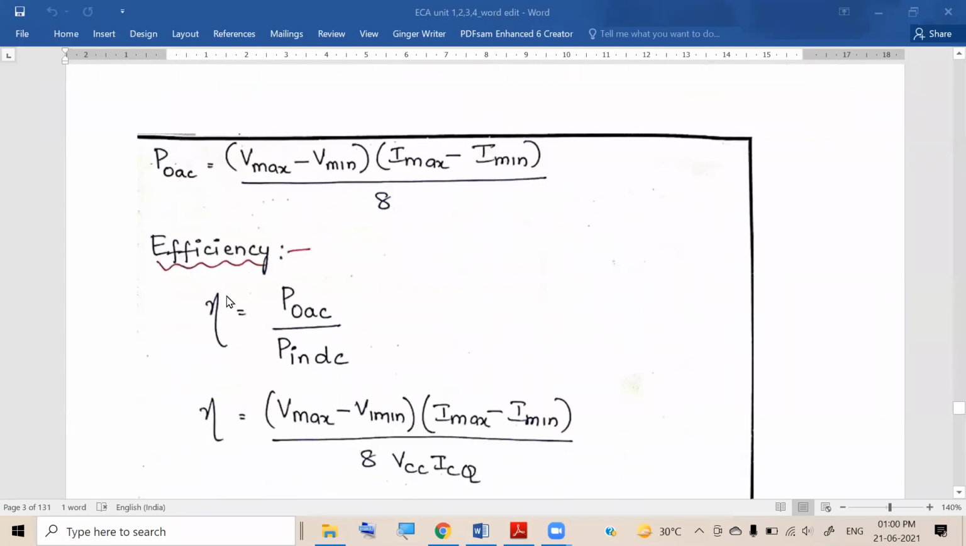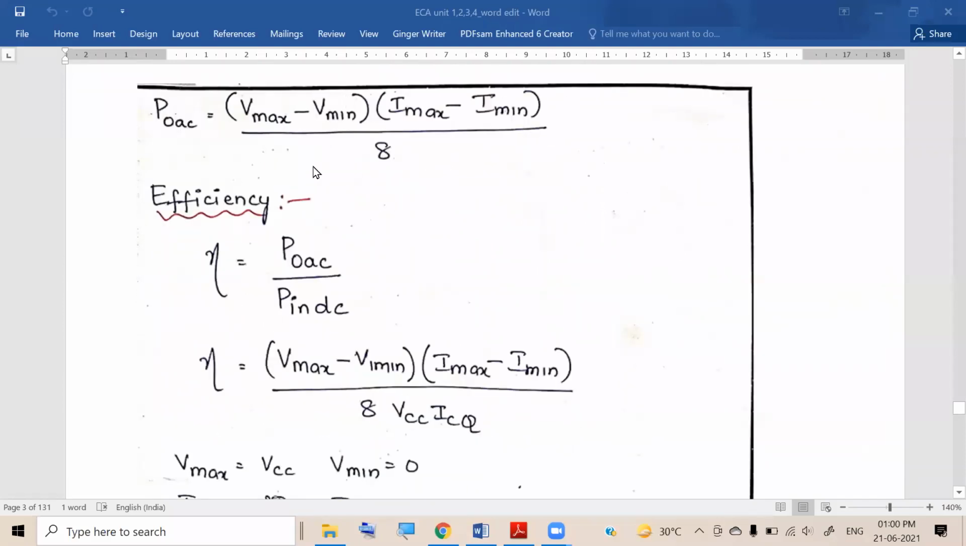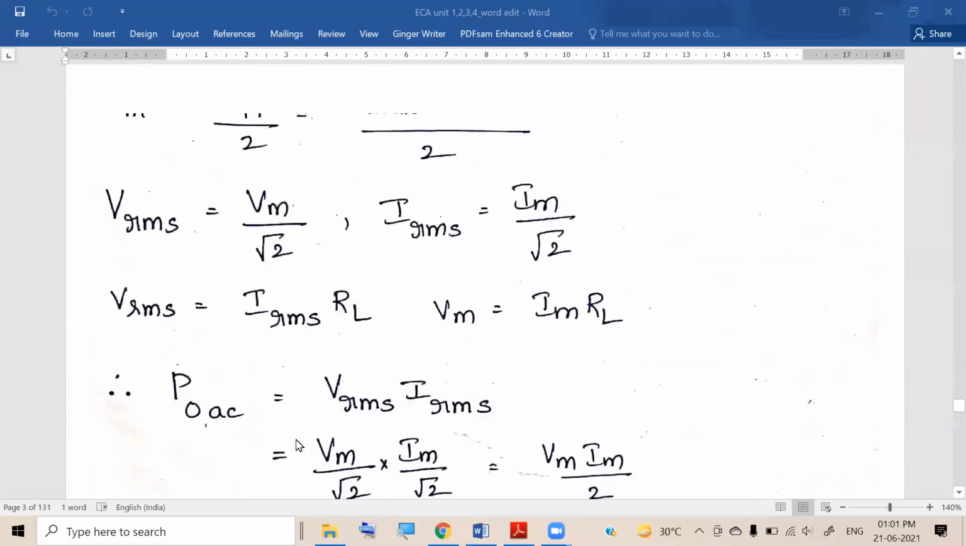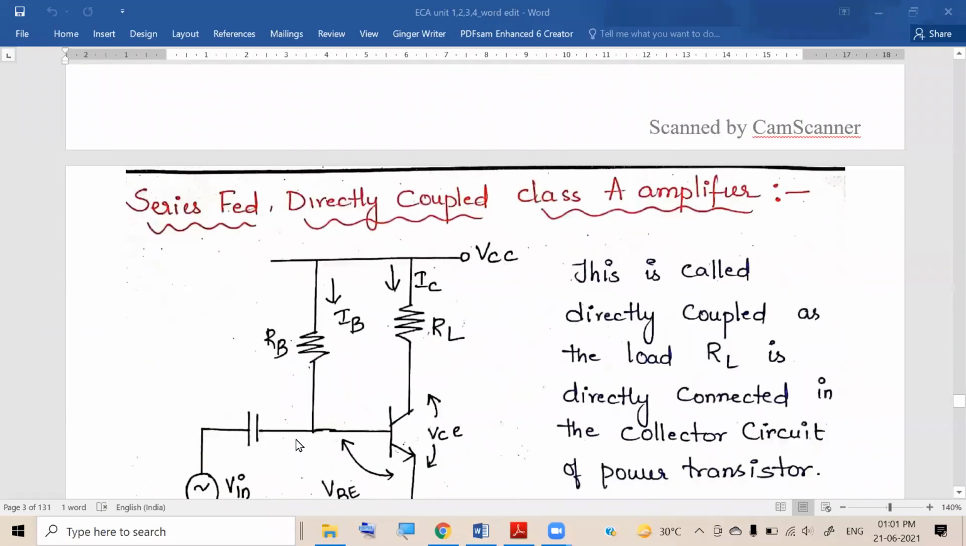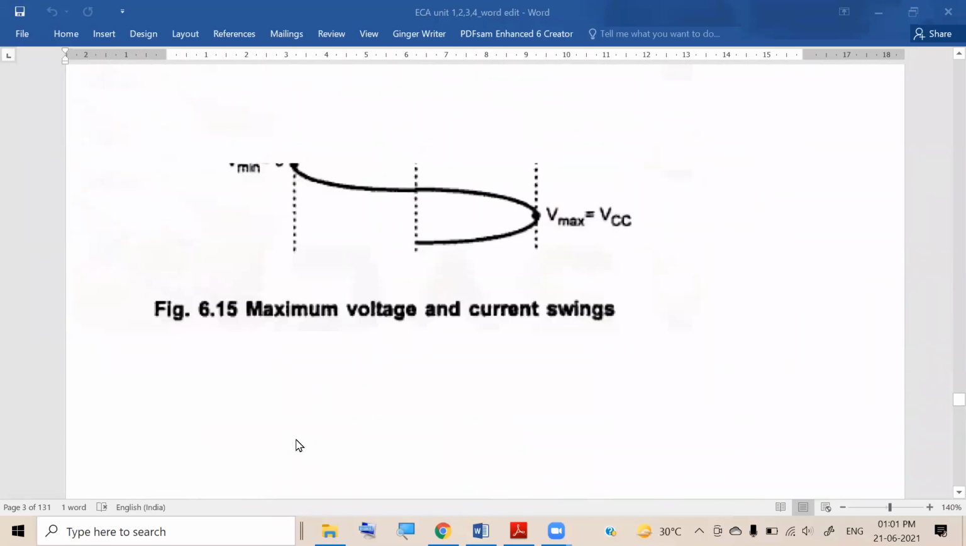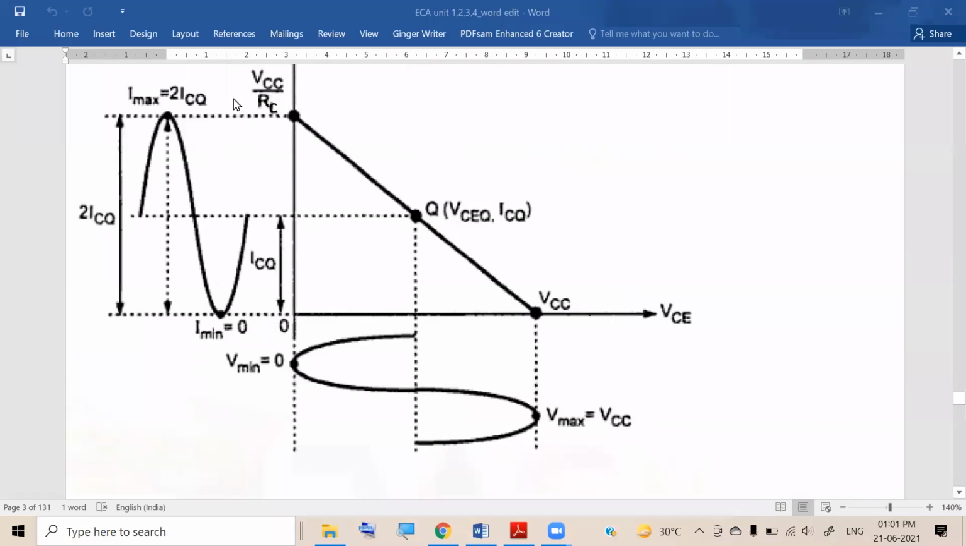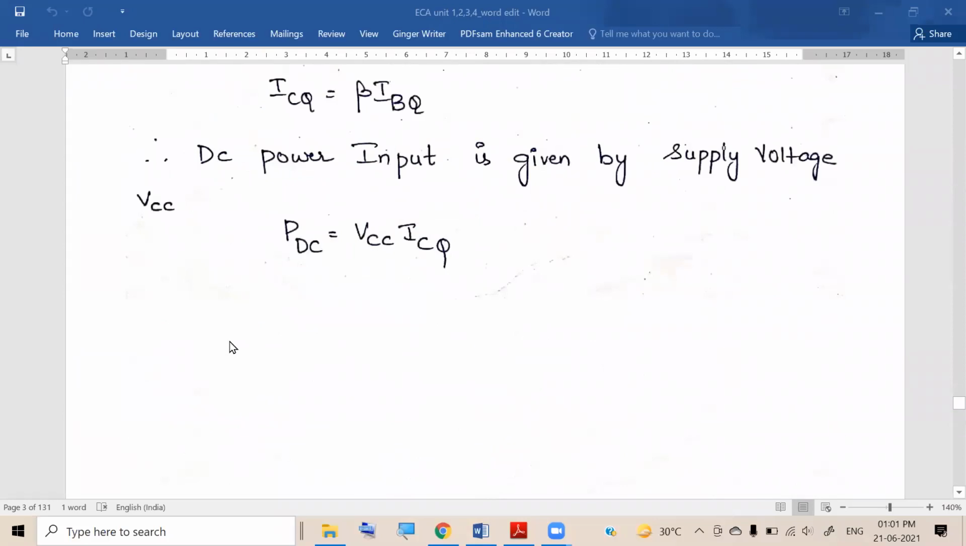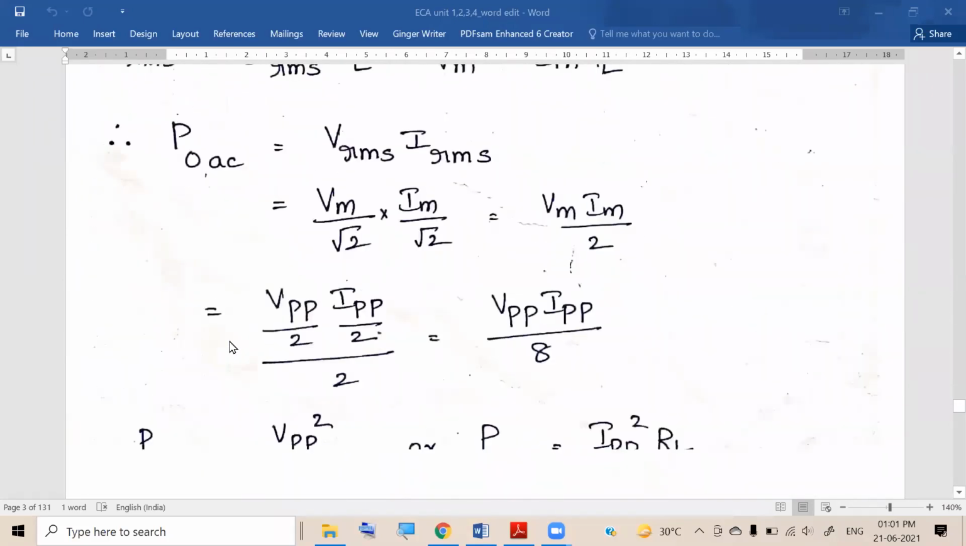We know efficiency is output AC power by input DC power. Output AC power is this. Input DC power is VCC into ICQ. So this is divided by VCC into ICQ. Here, what is V max? From the graph, V max is VCC and V min is 0. I max is 2ICQ, I min is 0. That is what we will be substituting next.